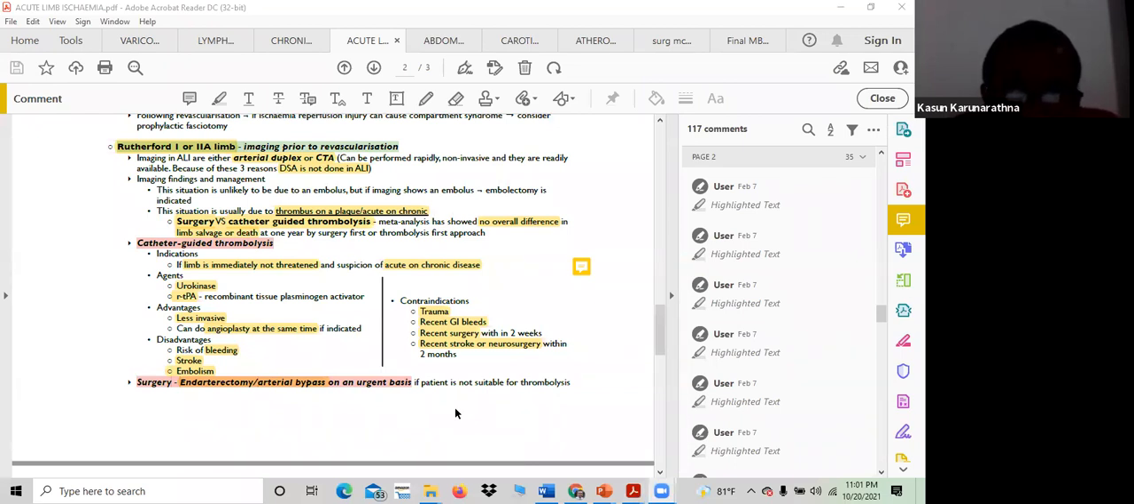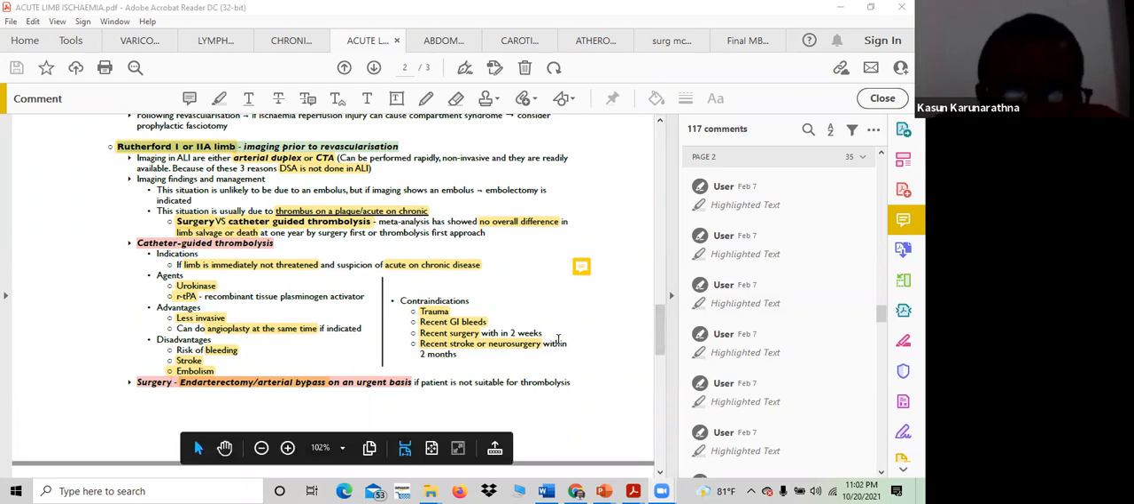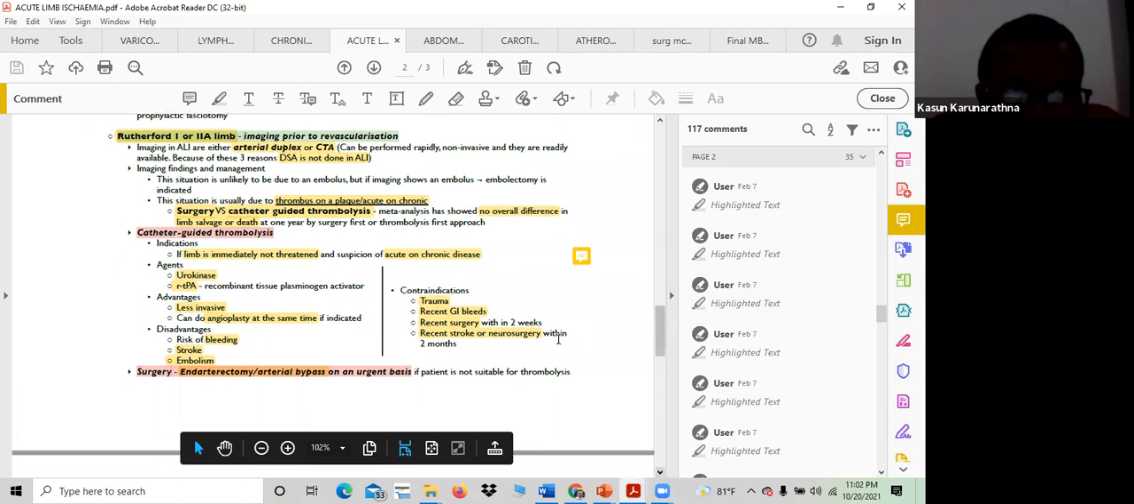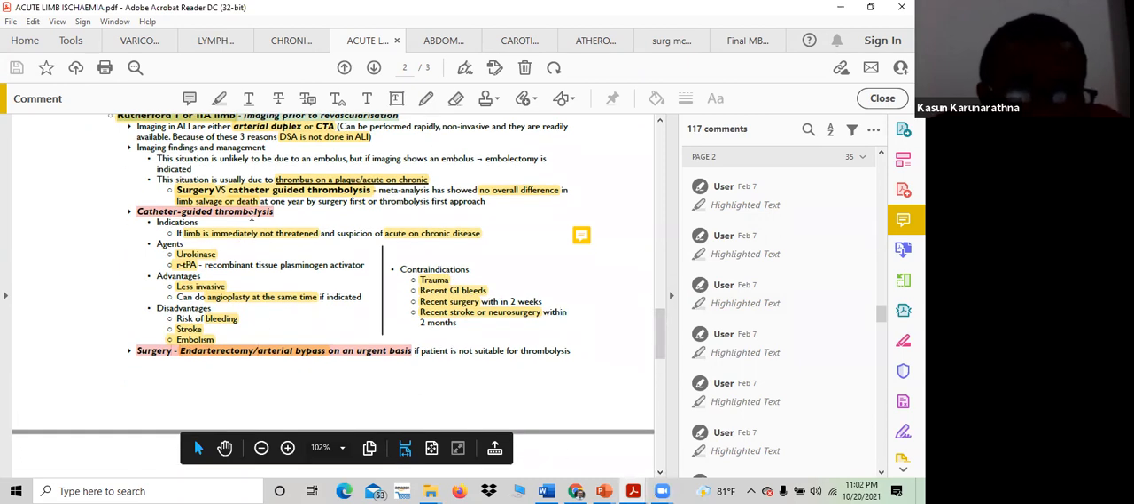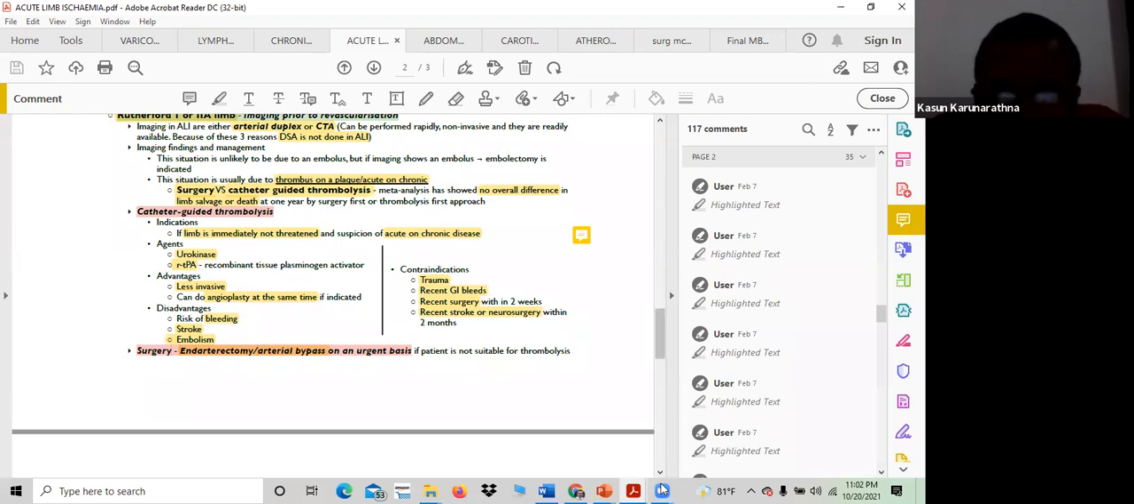Anticoagulation given lifelong? No. If it is due to embolism, you should give it, right? If it is due to plaque rupture, atherosclerosis, there's no point in giving anticoagulation. You treat the atherosclerotic disease with antiplatelets, right? If it is due to embolism and there's a risk of recurrence of thromboembolism, you give anticoagulants. If it is thrombosis or plaque rupture, then you decide on catheter-guided thrombolysis and endarterectomy or arterial bypass. If it's an embolism, then you go straight away for embolectomy, stage 2B.